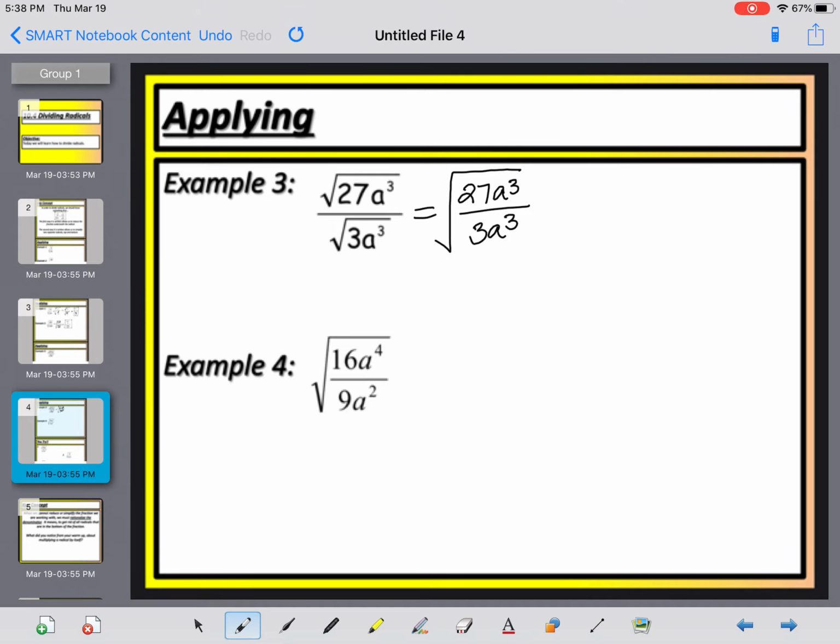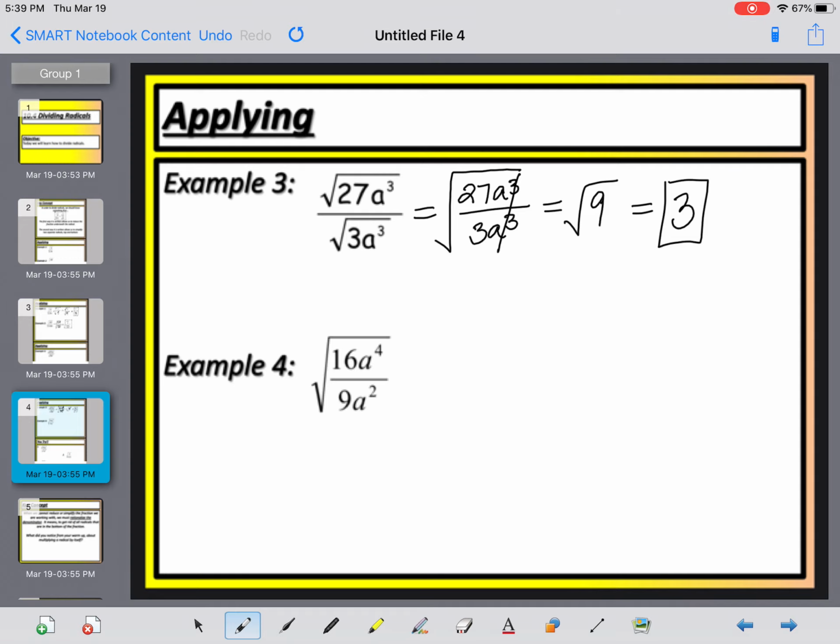Okay, 27 divided by 3 is 9, and a cubed over a cubed, well, that's going to cancel out. So I'm really just looking at the square root of 9, which is 3. So it went from looking kind of like a complicated example to just being a very simple square root of 9. Okay, example number 4.